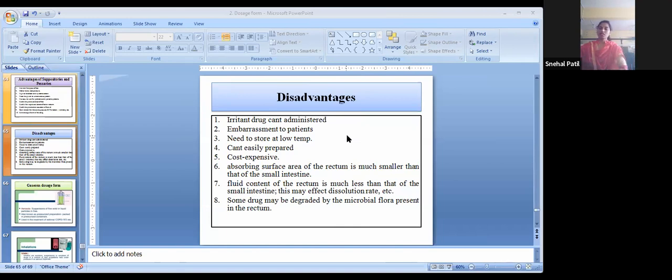The next point is the absorbing surface area of the rectum is much smaller than that of the small intestine. The area of the rectum is small as compared to the small intestine. The small intestine is longer than the rectum. So the small intestine is large as compared to the rectum. So the area of absorption of the rectum is less than the small intestine.